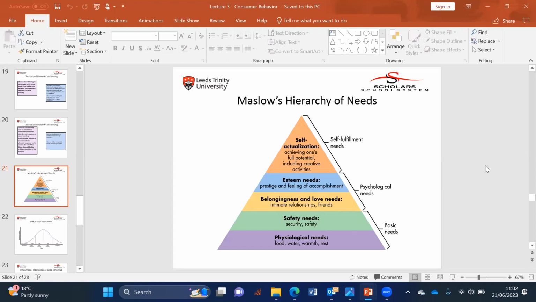So the basic needs are physiological needs and safety needs. Then there's psychological needs, which are belongingness and love, esteem needs. So you need to feel that you've accomplished something. And then finally, once you've achieved the basic and psychological needs, then you move on to self-fulfillment needs, which is achieving one's full potential, including creative activities. So this is Maslow's hierarchy of needs.